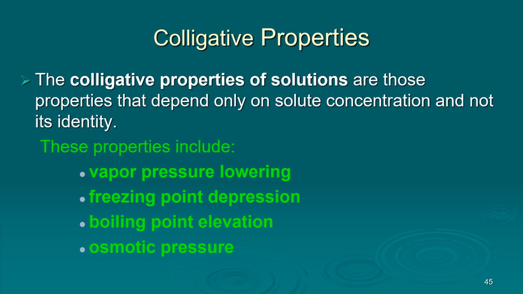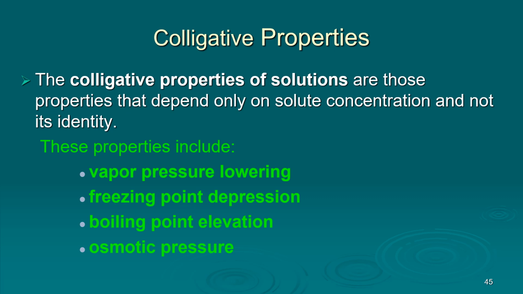These are called colligative properties, and the reason why they're called colligative is that they're properties that depend on the concentration. Colligative means like collective. So it matters how many solute particles you have, and it doesn't really care about identity. So it depends on the concentration, but not identity.